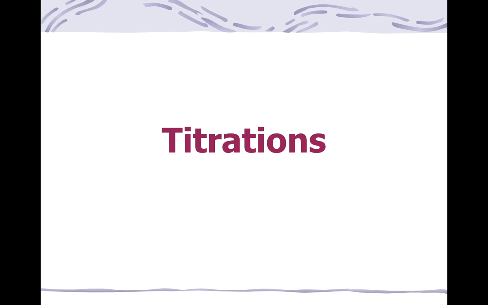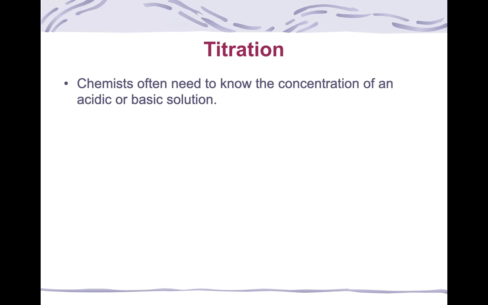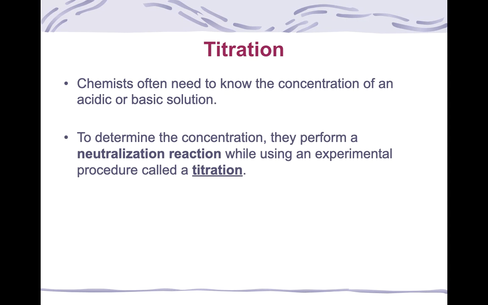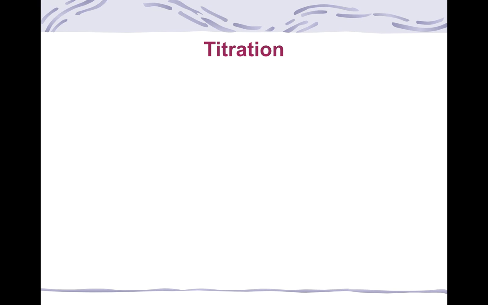In this lesson, we're going to talk about titrations. Titrations are used when chemists need to know the concentration of an acidic or basic solution. In order to figure out the concentration, a neutralization reaction is performed in a particular way called a titration, which allows for data to be gathered and the concentration of the unknown solution to be determined.